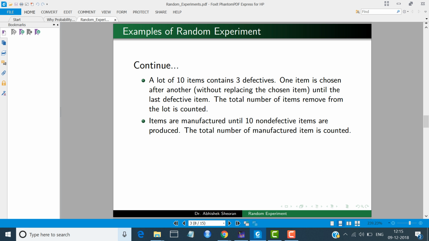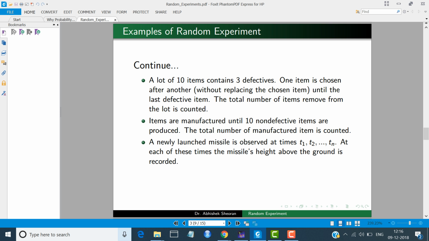Items are manufactured until 10 defective items are produced. In a production company or production industry, we produce items until we have 10 defective items, and we stop our production after 10 defective items. Okay. A newly launched missile is observed at times T1, T2 and Tn. At each of these times, the missile's height above the ground is recorded. The tensile strength of a steel beam is measured.